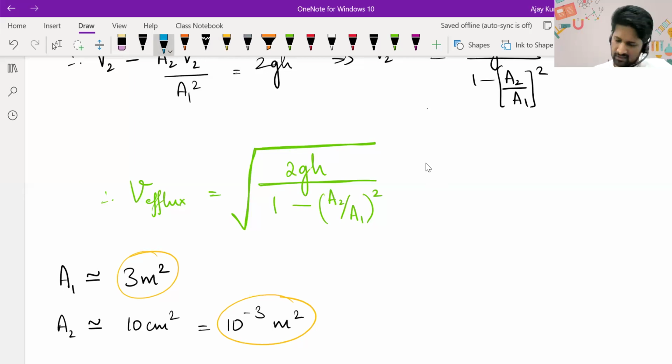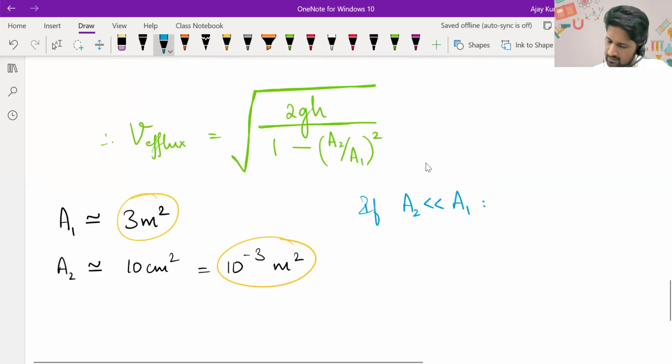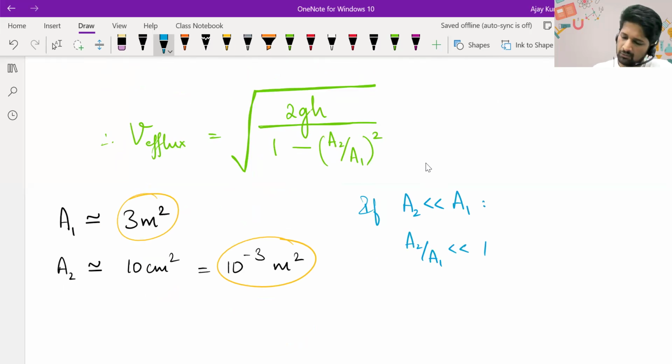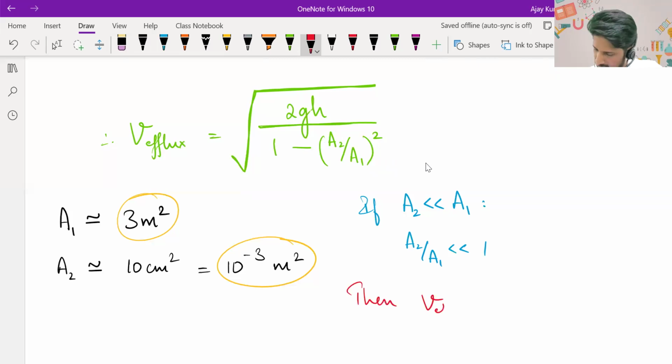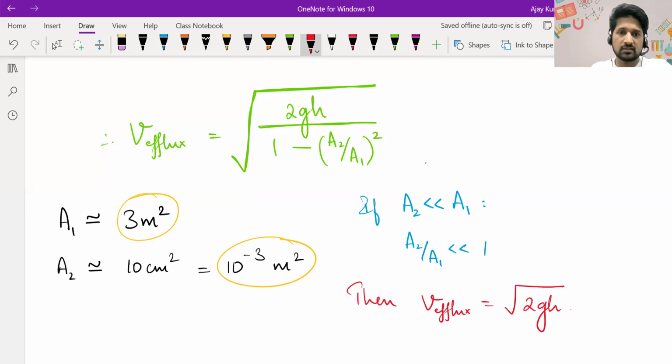So usually A2 will be very small compared to A1, meaning the cross-sectional area of the orifice or tap will be very small compared to the cross-sectional area of the tank. Under that condition, A2 by A1 will be very small compared to 1, so we can ignore this term. When you square it, it becomes even smaller: 10 power minus 3 squared becomes 10 power minus 6. Whether you subtract 10 power minus 6 from 1 or not, it won't make much difference. So if you ignore that term, what does the speed of efflux become? It will only be under root 2gh. And this is a very familiar expression, V is equal to under root 2gh.